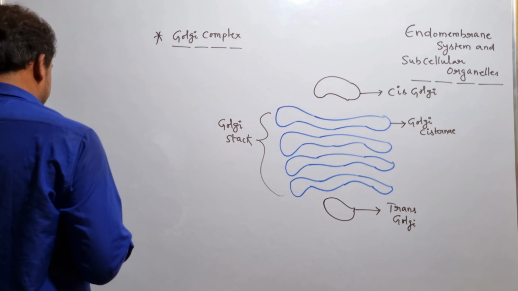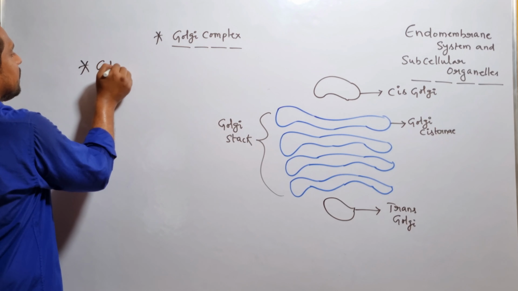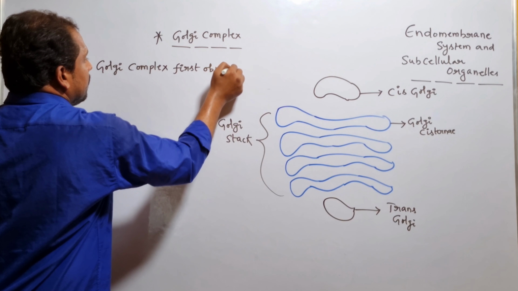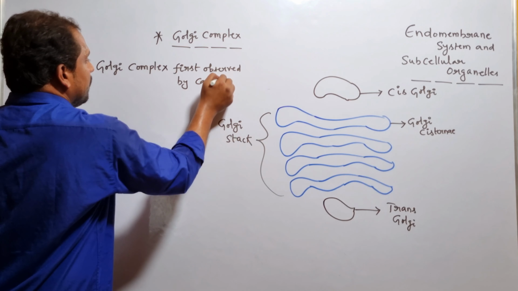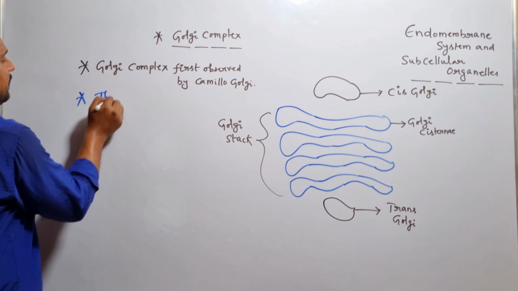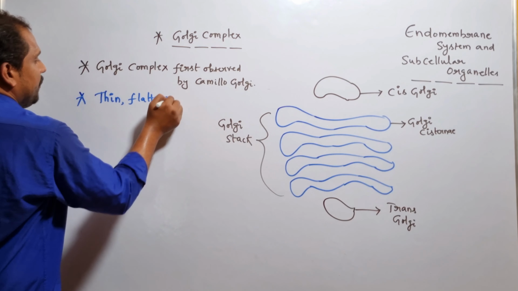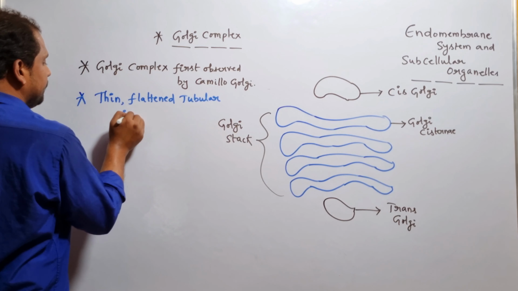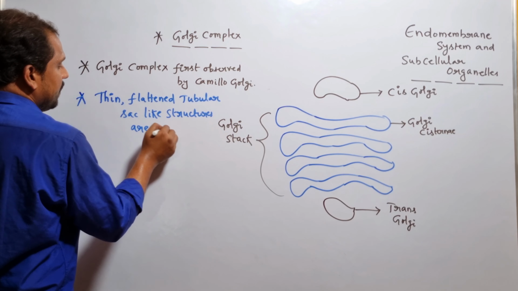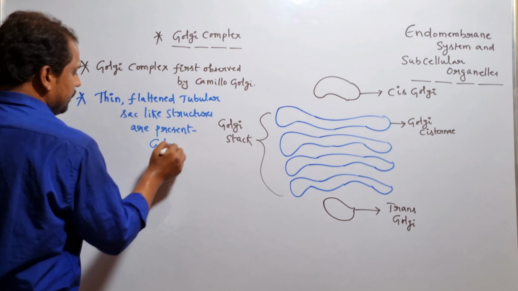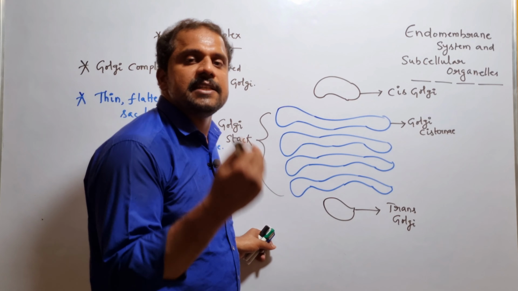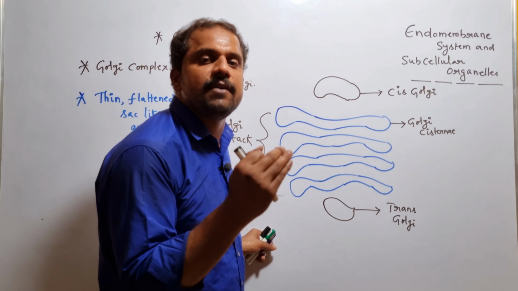So let me write it here. Golgi complex, first observed by Camillo Golgi. And within the Golgi apparatus, thin flattened tubular cyclic structures are present, and they are nothing but what? Golgi cisternae. And the number of Golgi cisternae varies in the various living cells. In all the living cells, the number of Golgi cisternae won't remain similar, it varies.